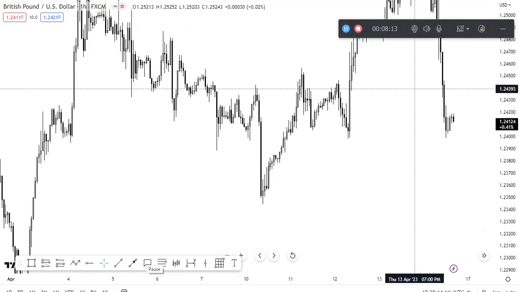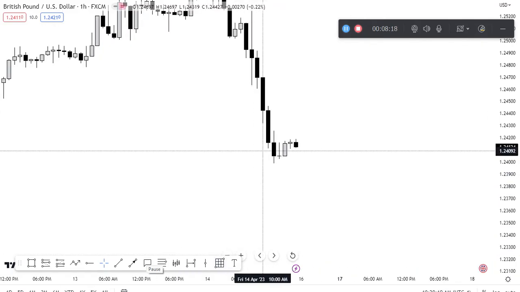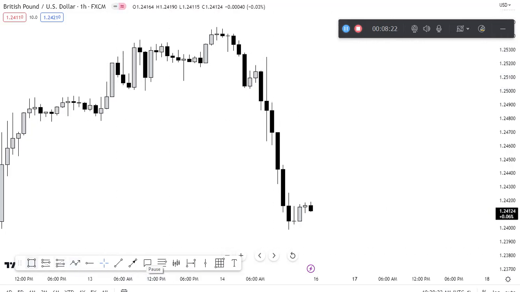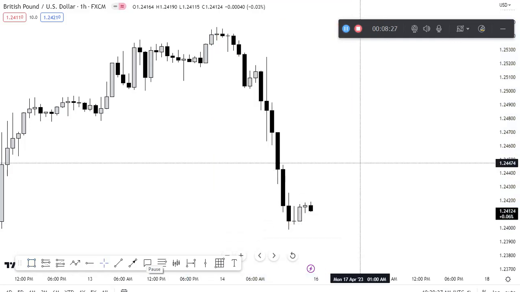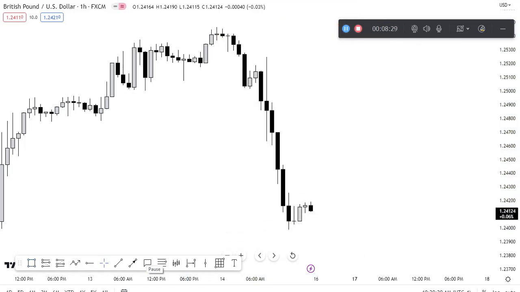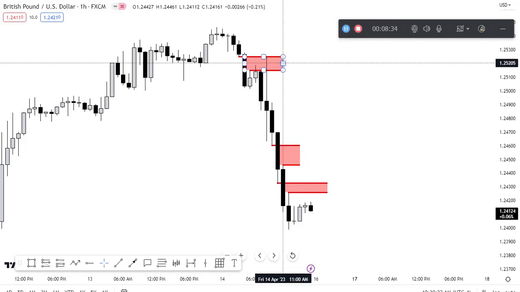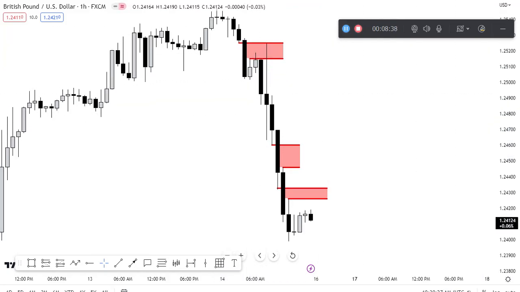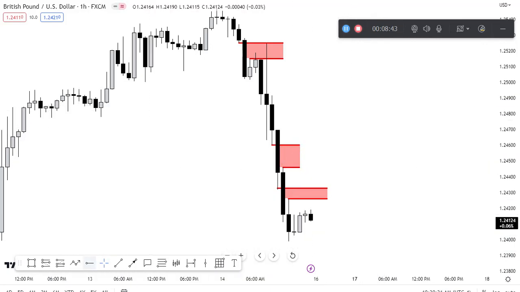So now I'm gonna pause the screen and you will be identifying fair value gaps that you potentially see within this range right here. So 3, 2, 1. So here are the fair value gaps provided within this price range going down like this. So we anticipate price reacting through these fair value gap zones right here.